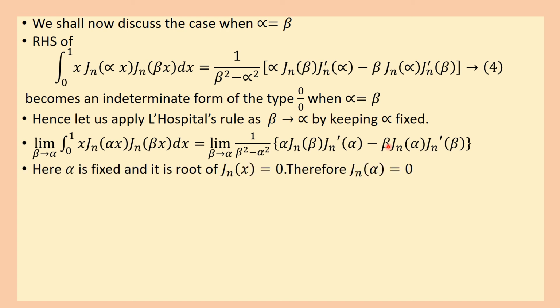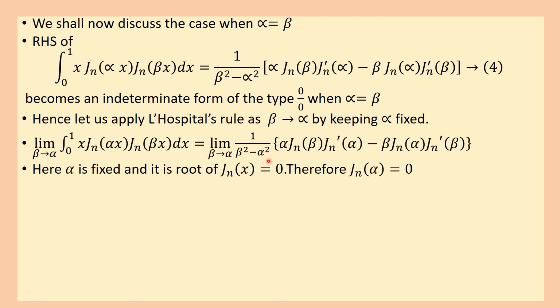Here alpha is fixed and it is a root of Jn of x equal to 0. Therefore Jn of alpha is 0. We assumed alpha is fixed and constant, so therefore Jn of alpha will be 0. So in the right side we have Jn of alpha, which we will substitute as 0. And also we will put the limit in the right side by applying L'Hospital's rule.